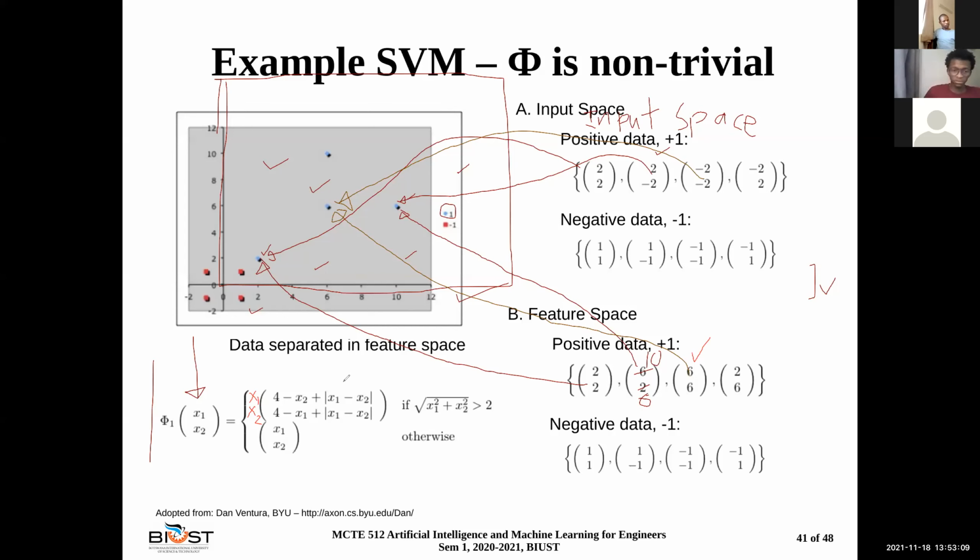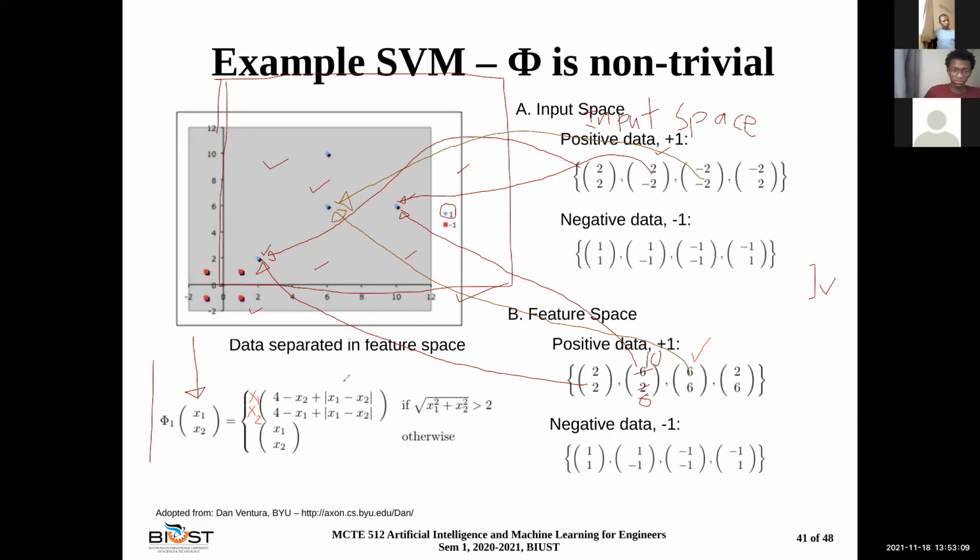Then for x1, 4 minus minus 2, okay, that's a plus 6. So that means 6 plus 4, that's a 10. So this is 10. 6 and 10. So 6 and 10 is this, coming from this one. Okay. So now that is how we transform our input space into a feature space.